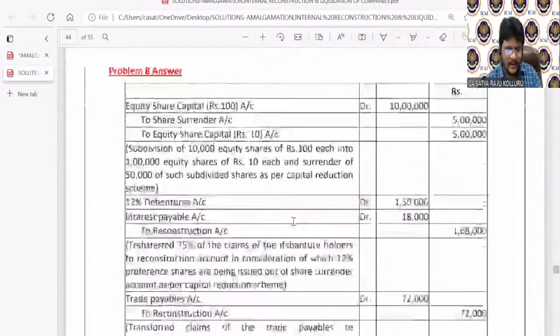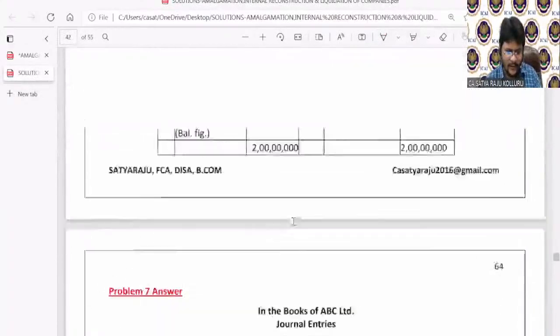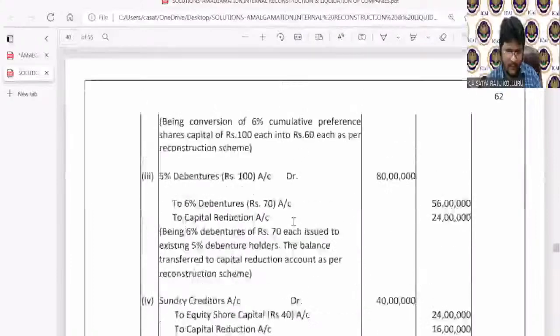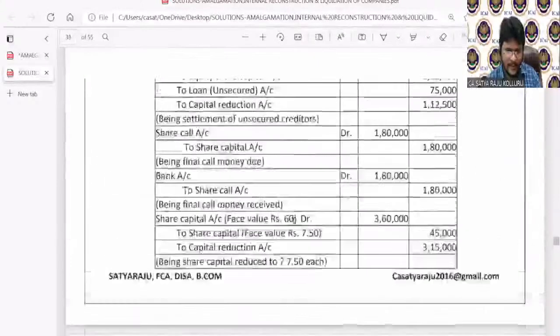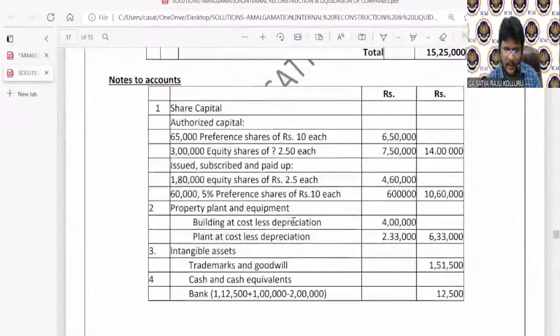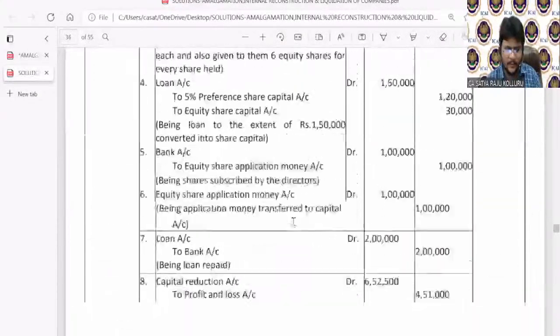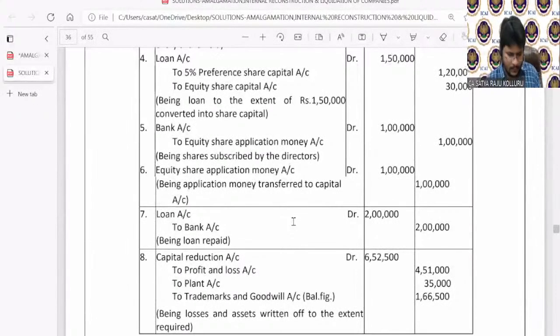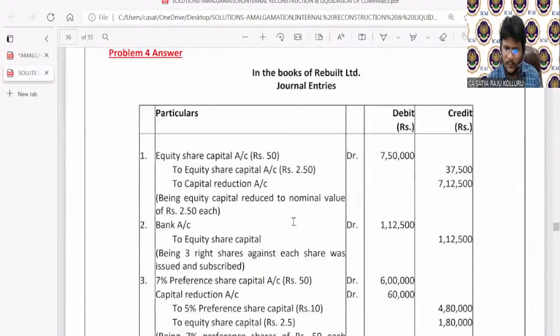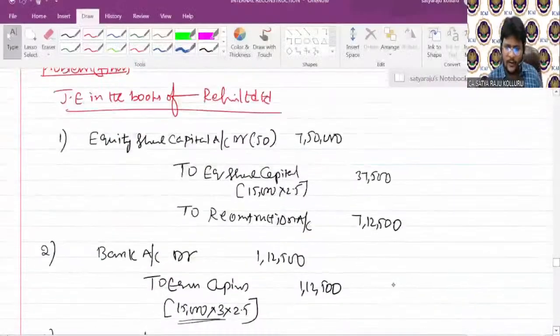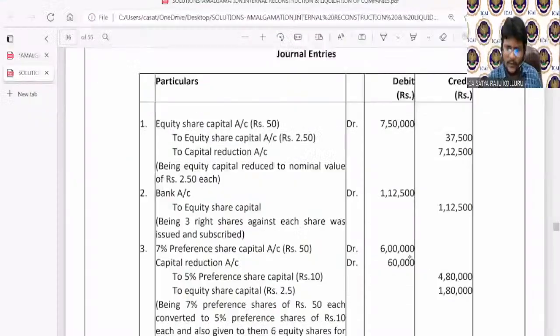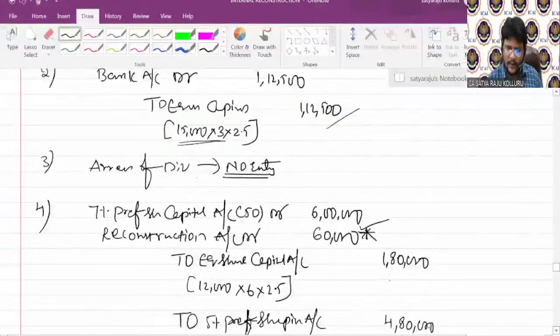Just a second. Problem number is 4, right? Where is it? Yeah, here. Just a moment. Yeah, you can cross check right now here. So the first entry is absolutely fine. Second entry is 1,12,500. So the third entry is absolutely fine, guys.